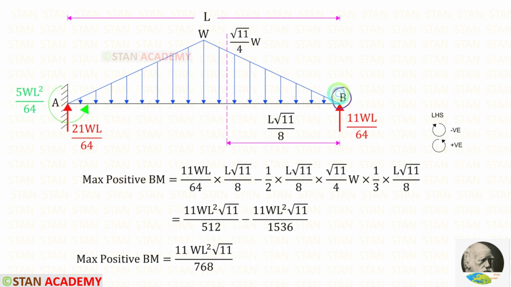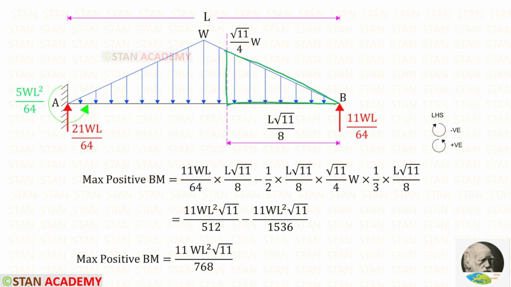Now from the point B, we are going to find the maximum positive bending moment. In this case, we have to follow the left hand side rule. Clockwise will be negative and anti-clockwise will be positive. RB is acting in the anti-clockwise direction, so that it will be positive, and the distance is L root 11 upon 8. The UVL is acting in the clockwise direction, so that it will be negative. For the UVL, we have to multiply the area with the centroid distance.